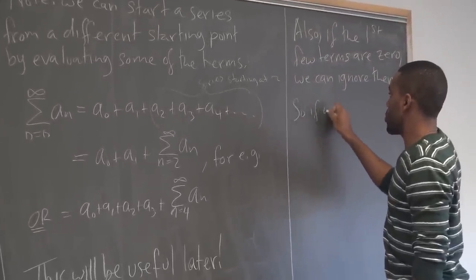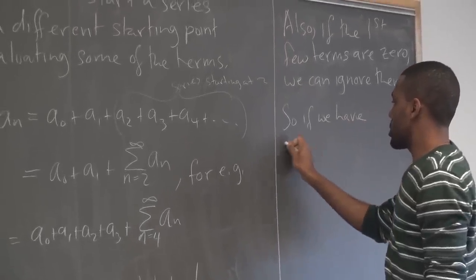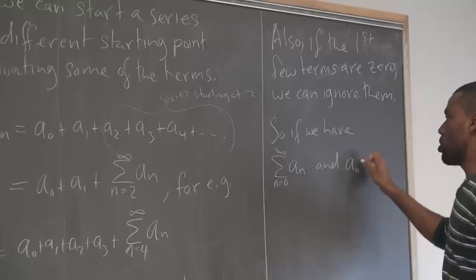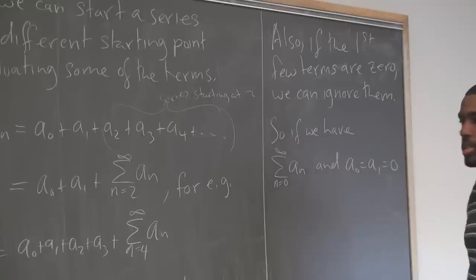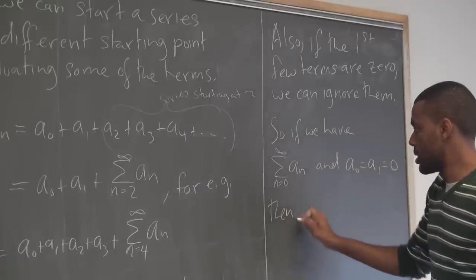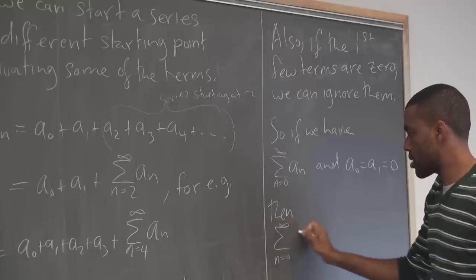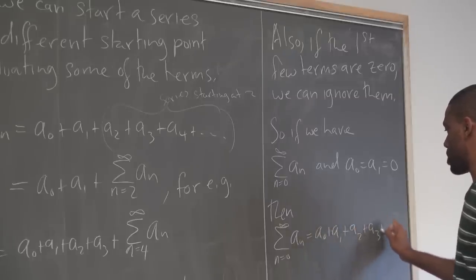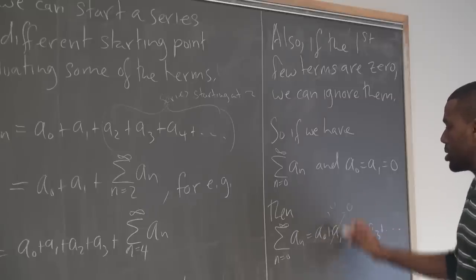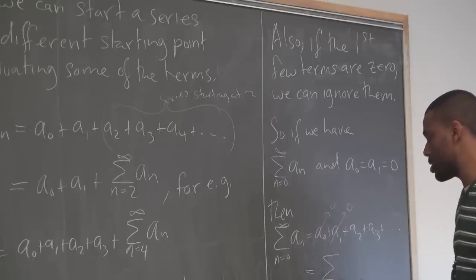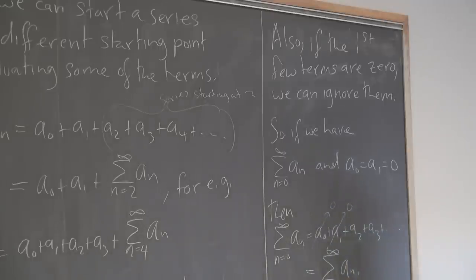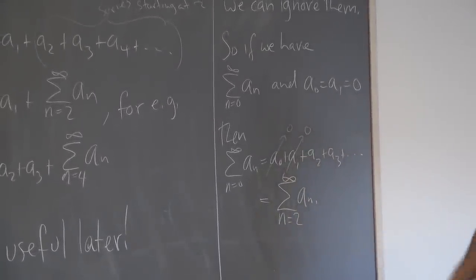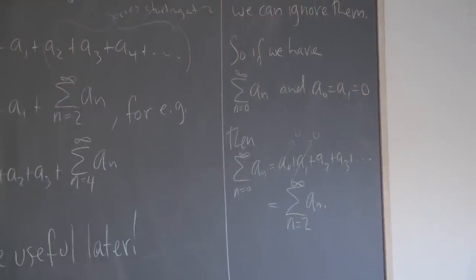So if we have the series as n goes from 0 to infinity of a_n, and I know by some means that the first two are 0, for example, then I can say this series is just a0 plus a1 plus a2 plus a3 plus so on. But since this is 0 and that is 0, I can just ignore them altogether and just say this series is actually just equal to this series. Right? I'm not missing anything. I can just start it from a different point by ignoring terms if the first few terms are 0. And we'll be doing that soon. Just understand that you can do that.